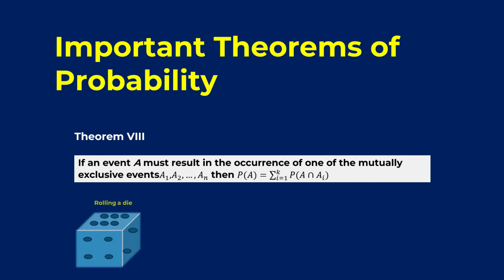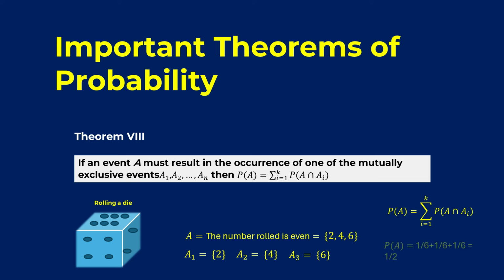Suppose we roll a die, then event A is that the number rolled is an even number. That is, it is a set with elements 2, 4, 6. Since rolling a 2, 4, or 6 are mutually exclusive events that together make up A, we have three mutually exclusive events A1, A2, and A3. And we can compute the probability using this theorem, which is equal to 1 by 2.